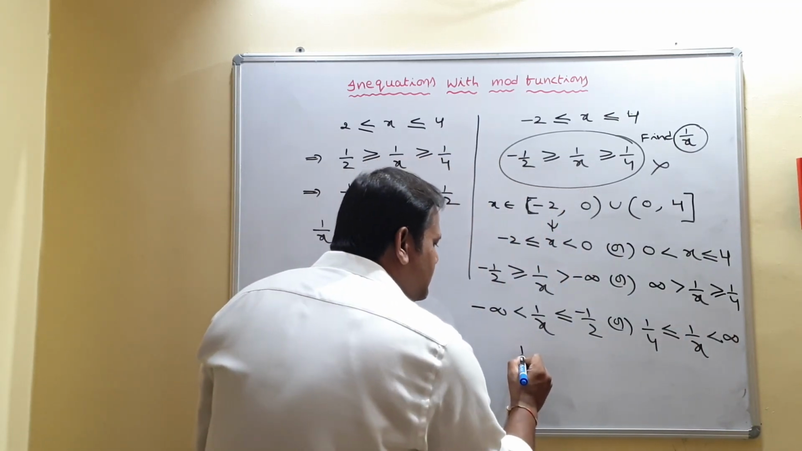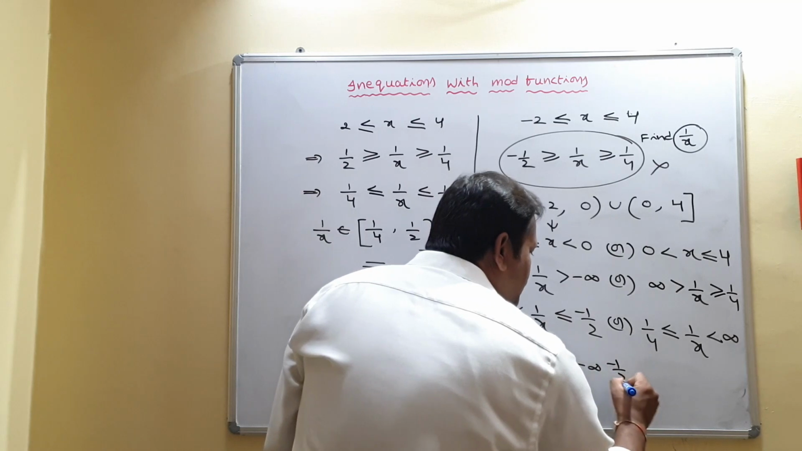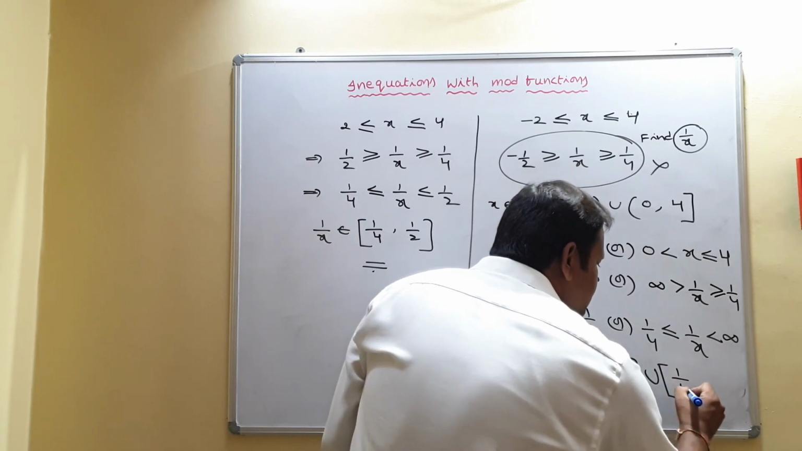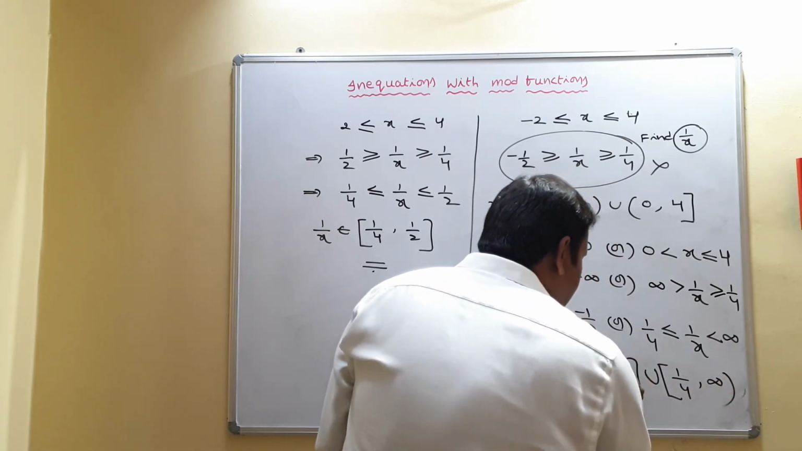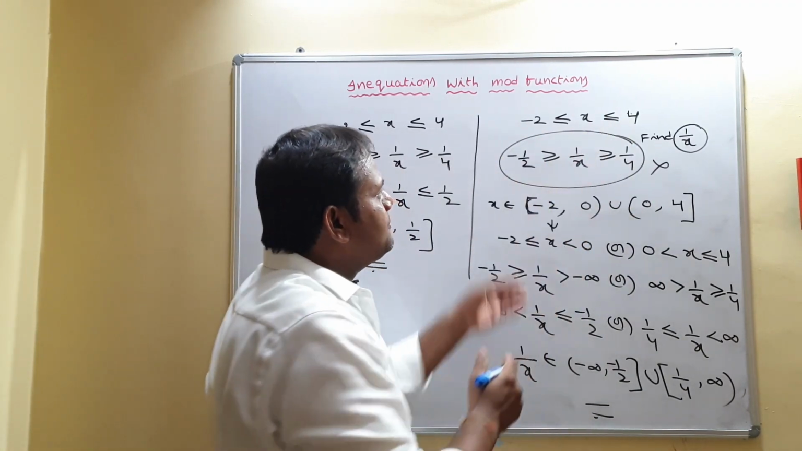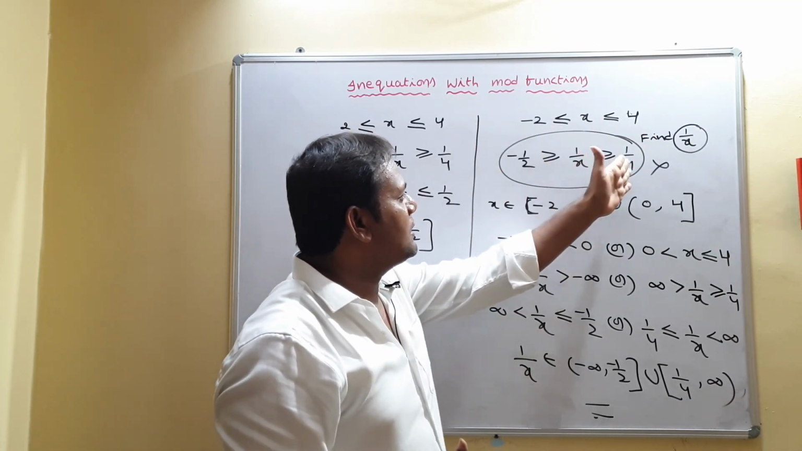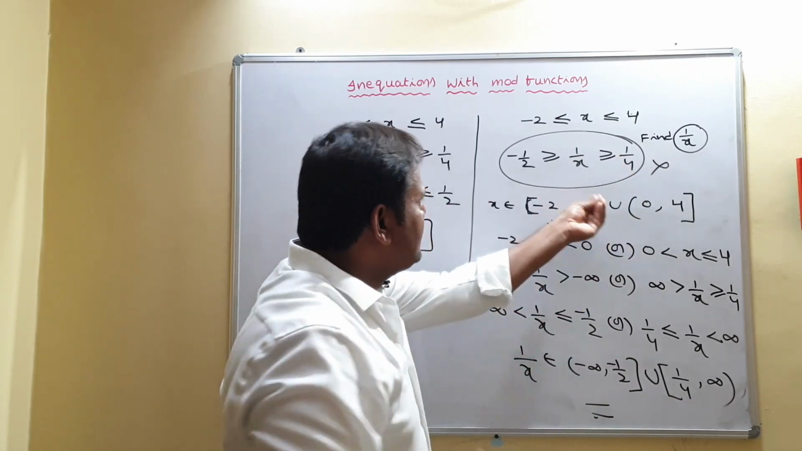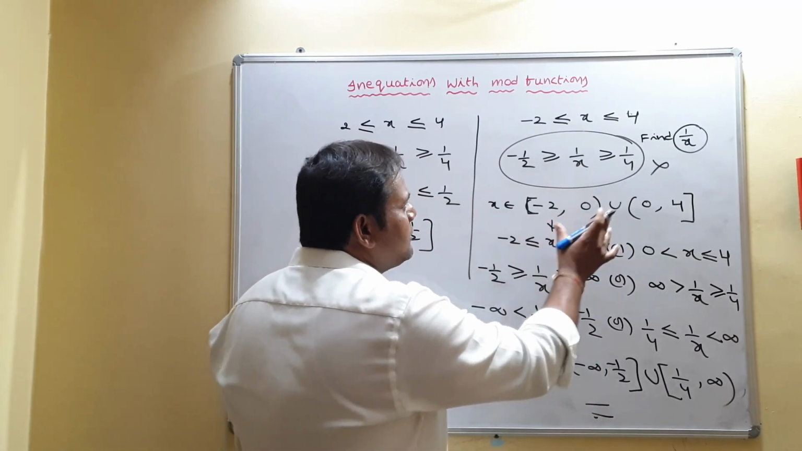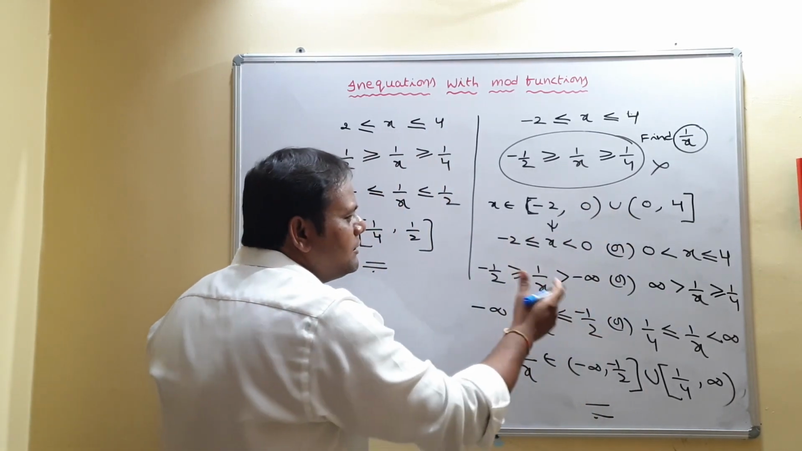So finally you get 1/x belongs to minus infinity to closed -1/2 union closed 1/4 to open infinity. So this is the answer to this problem. But many of the students blindly take reciprocals and write -1/2 ≥ 1/x ≥ 1/4. That is wrong. The reason is this only: in between we have 0. You can't take the reciprocal of that. That is the reason you have to split this into two intervals and then take the reciprocals.